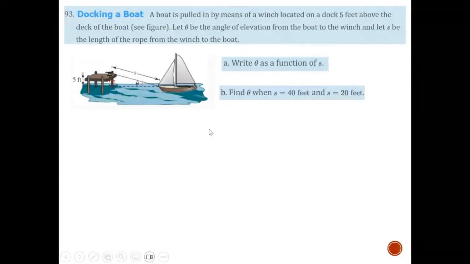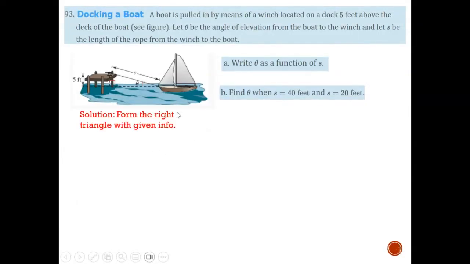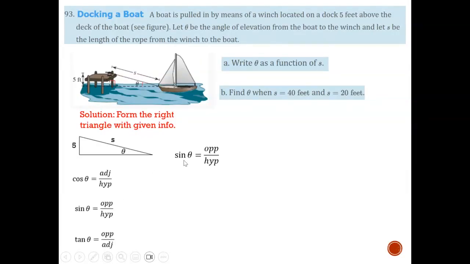So here's my solution. I'm going to get what's given and form a triangle. There it is: there's my 5, which is the opposite, there's my angle, and there's my S. For part A, they want us to do what we just did on the previous slide, number 57. So I need to solve for theta. What's given again is the opposite and hypotenuse, so we're going to use the sine, because sine is opposite over hypotenuse. So the sine of theta equals 5 over S.